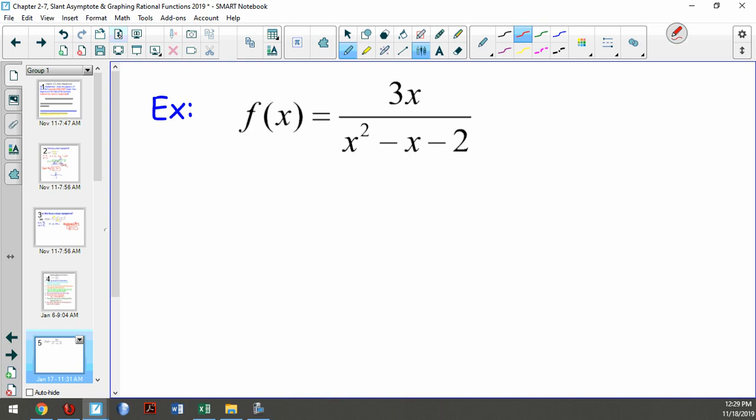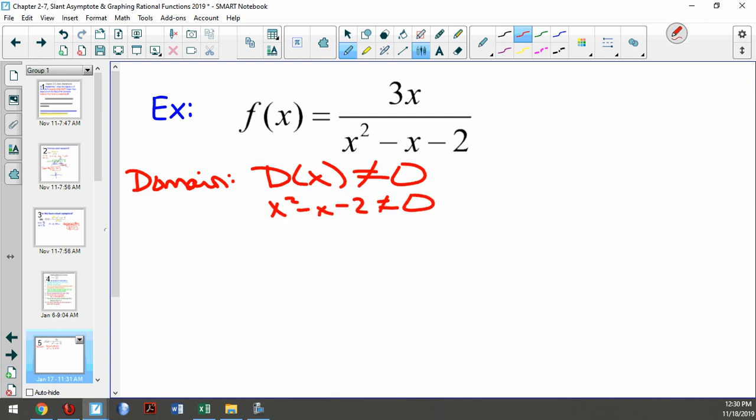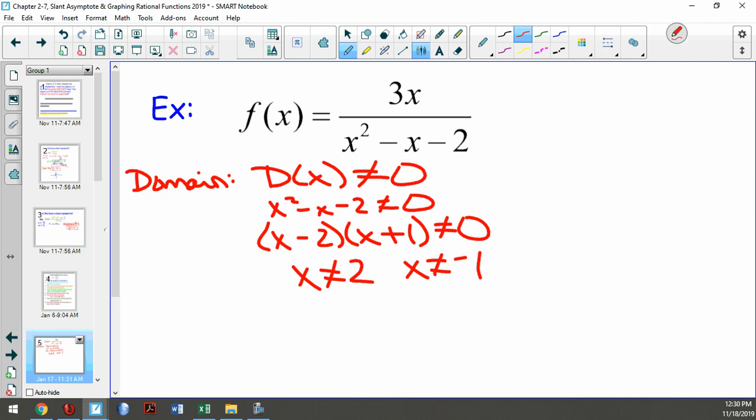Okay, keeps you awake. First things first, domain. Domain means you're going to take d of x, which is the original denominator, and set that not equal to 0. d of x is going to be x squared minus x minus 2 does not equal 0. Can I factor x squared minus x minus 2? Yes, that's going to give me an x minus 2 times an x plus 1, and that cannot be 0. So x cannot be 2, and x cannot be negative 1. Those are my domain restrictions.